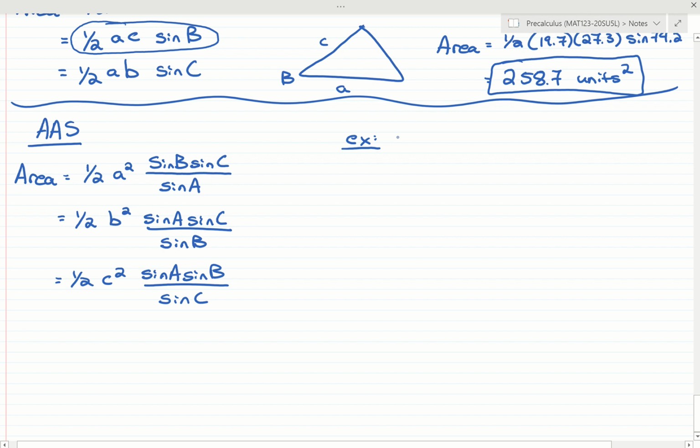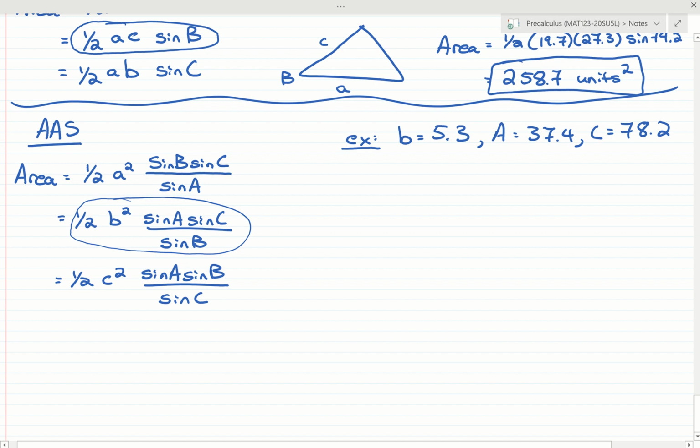Let's say you know that side b is equal to 5.3. You know angle A is 37.4, and you know that side C is equal to, let's say, 78.2. So we have two angles and a side. Well, the side is going to determine that we use this formula. So just make sure you type it into your calculator correctly.